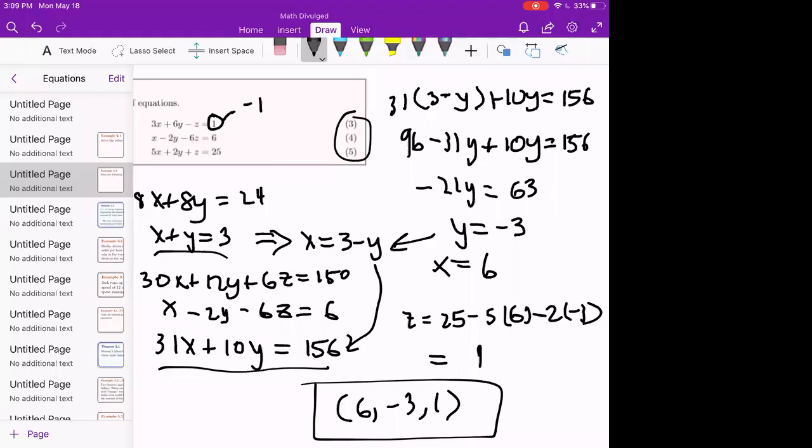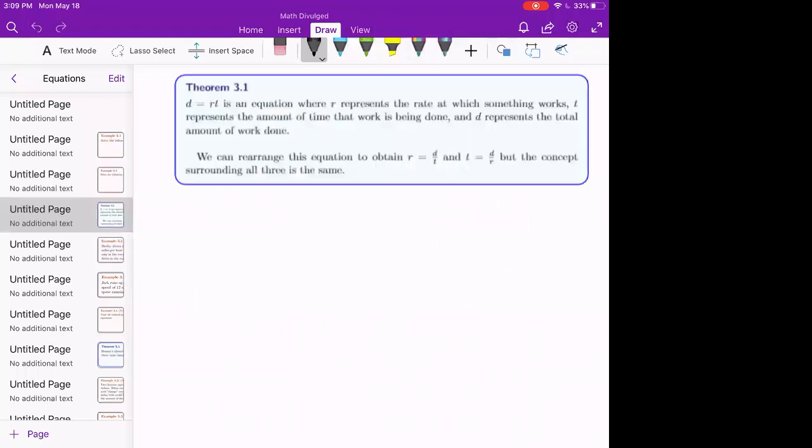So this is where I'm going to introduce the concept of d equals rt. If you're not familiar with it already, d equals rt is a very important equation, where d represents the total amount of work that is being done by something or a group, r represents the rate at which this group or one person works, and t is the total amount of time that the work is being done.